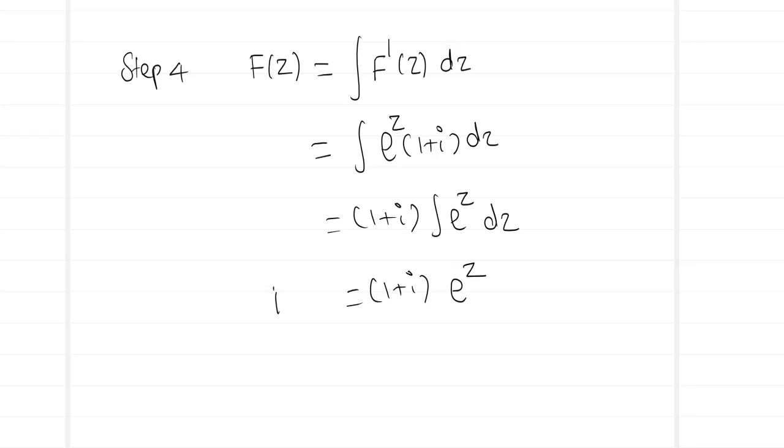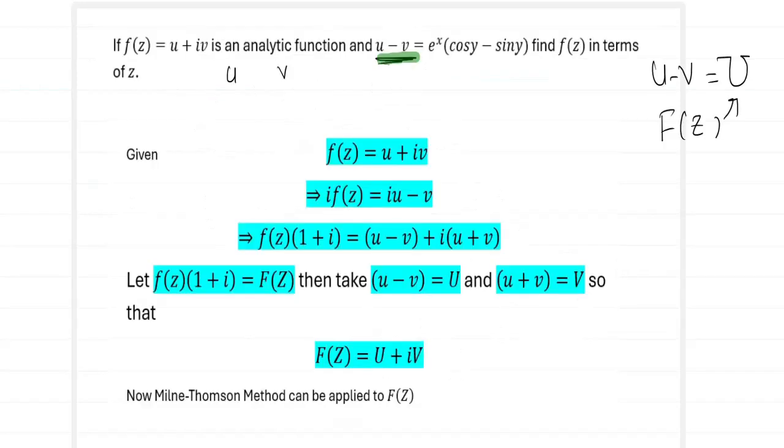So now my capital F of z is the analytic function which I have obtained to be of the format 1 plus i into e power z. But our aim was to obtain small f of z. What was the relationship between small f of z and capital F of z? So we will go back to check what was the substitution which we made. We made that capital F of z into 1 plus i equal to my small f of z.